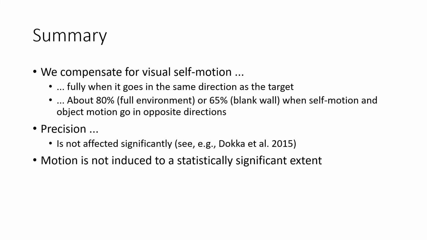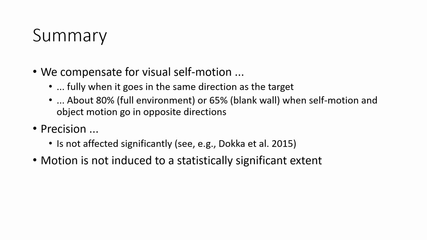And further, we found that precision wasn't affected significantly by visually simulated self-motion in the main experimental condition, but in the blank wall condition that provided fewer self-motion cues, we did find that precision was indeed lower. And that is to some extent in line with previous results where a precision cost of self-motion had been found in an environment that was pretty sparse, much more sparse even than our blank wall environment. And finally, we also found no significant influence of induced motion.